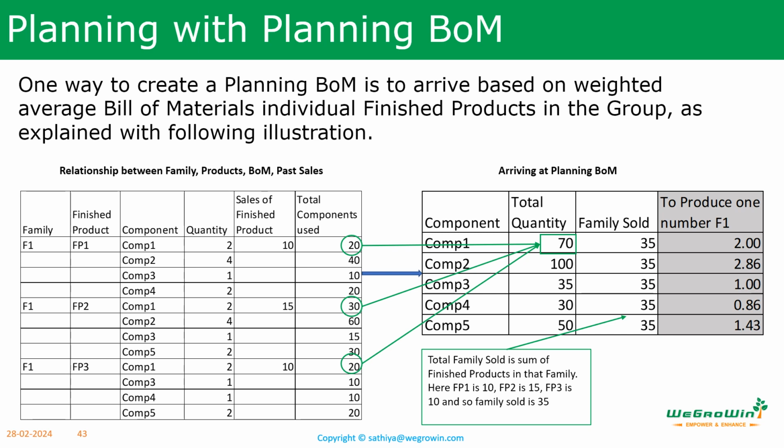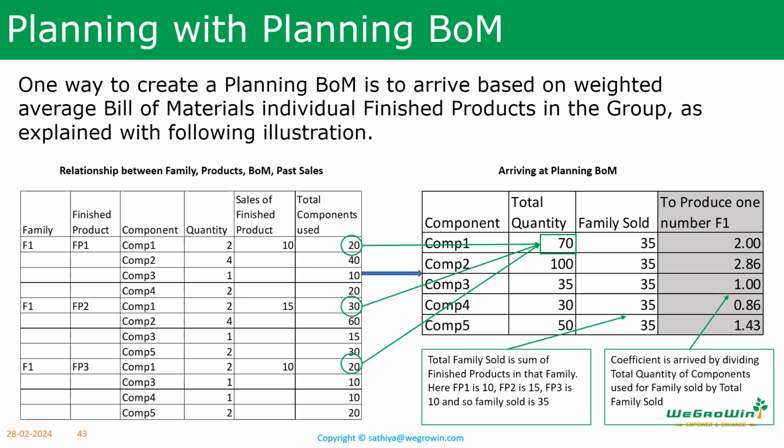Now for component 1, for the 35 numbers of product sold, we have used 70 numbers. So the planning coefficient is 2 numbers there. Similarly, component 2 is 100 divided by 35, 2.86. Like this, we are getting the coefficient of BOM for the planning material.